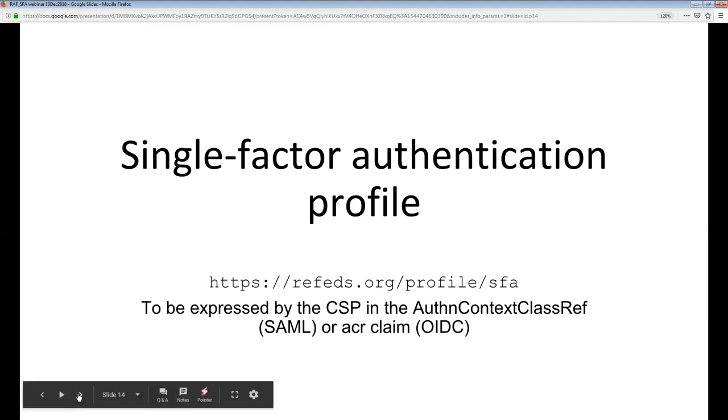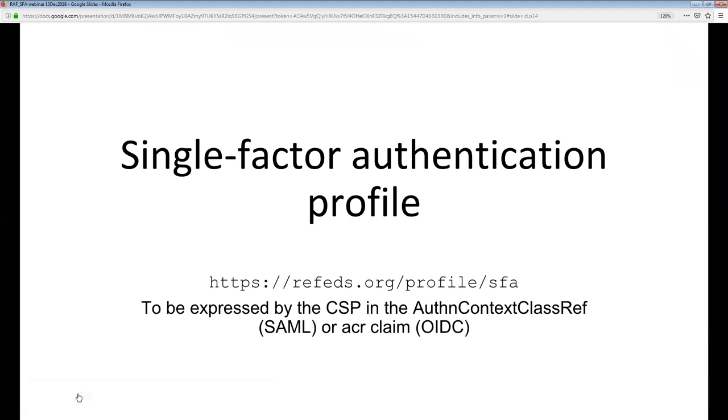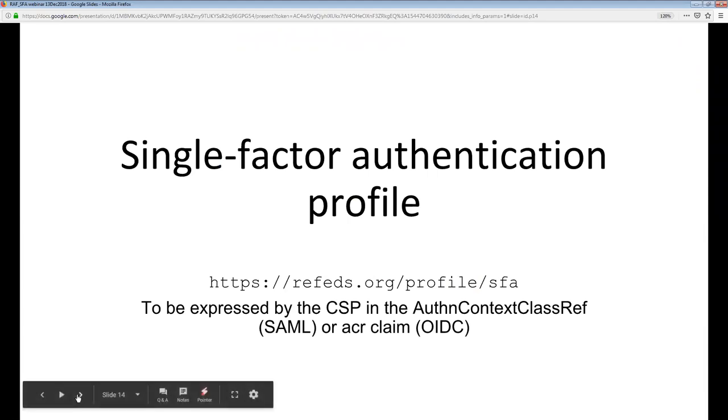So the SFA profile is asserted by using the URL shown on the slide, and it is expressed by a credential service provider either in the SAML authentication context class reference or the OIDC ACR claim. Next slide, please, Mikhail.